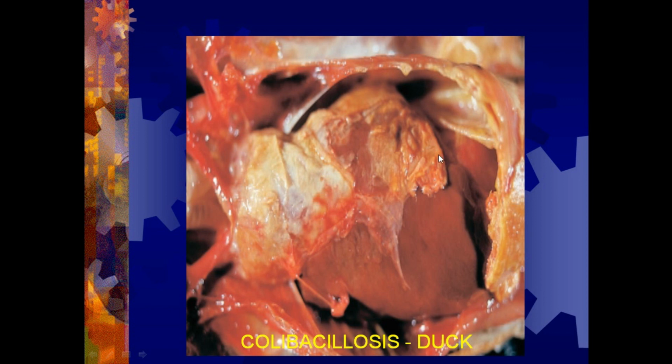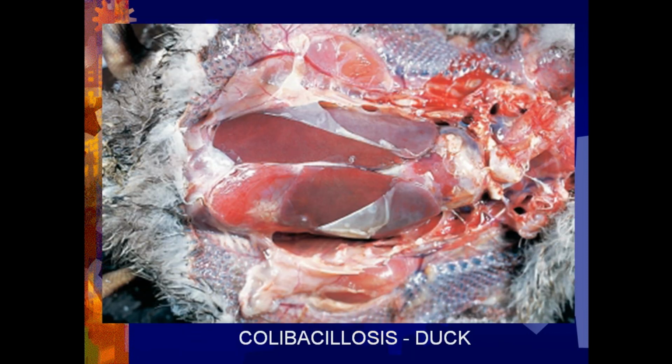Okay, this one here, perihepatitis. Fibrinous exudates on the surface of the liver. In the case of colibacillosis, it really looks similar to anatipestifer infection. The same perihepatitis here and pericarditis. Similar cases are found as in anatipestifer infection. So to distinguish between colibacillosis and anatipestifer infection, sometimes we also have to perform isolation from the tissue samples.